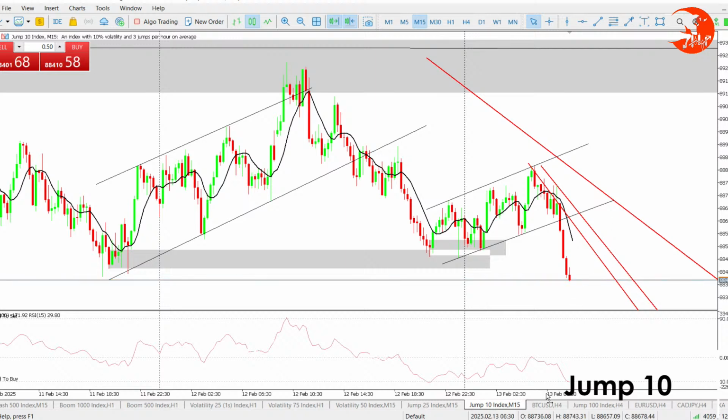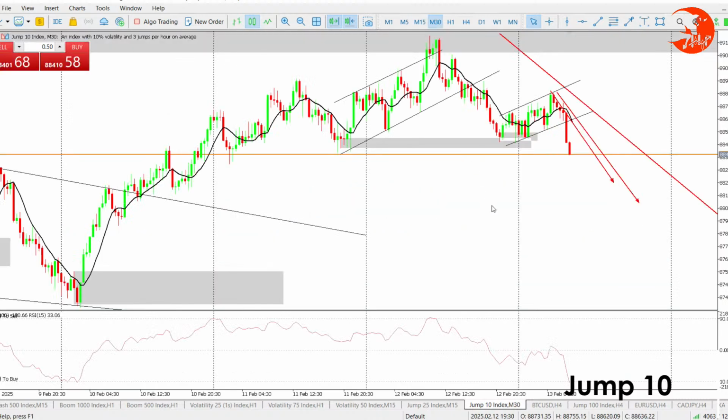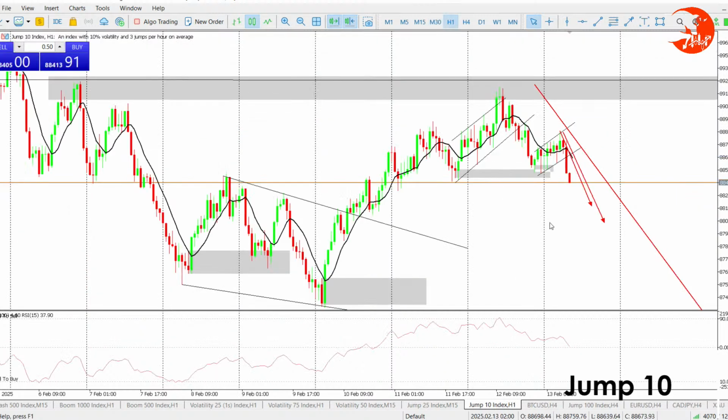We have broken out, but now we are oversold according to M15. M30 is now oversold, but we are getting a break of structure right about here. So H1, let's wait for the break of structure. Once we have a break of structure, that means it will be coming about this level right here. Then we may see a pullback.